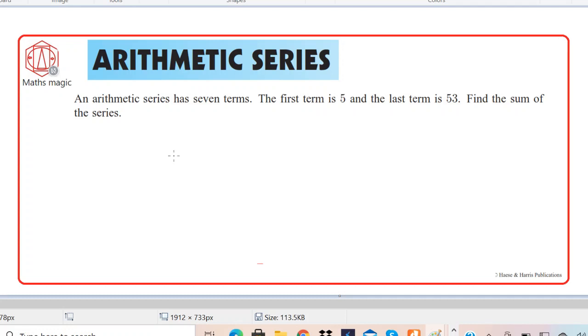Today we are going to discuss a question based on arithmetic series. Do you remember we have discussed in the first lecture of sequence and series the formula for the arithmetic series? I'll just remind you the formula again.